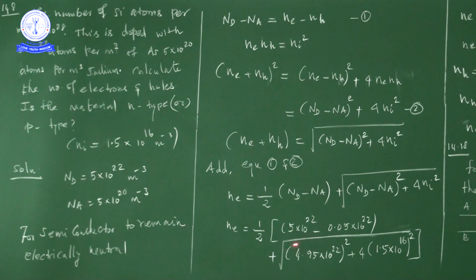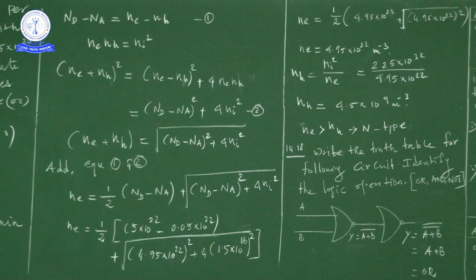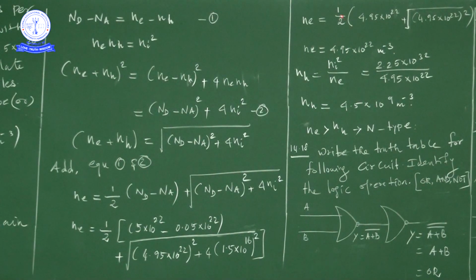So it will be 4.95 into 10 power of 22 the whole square, plus 4 into Ni square. Instead of Ni, substitute 1.5 into 10 power of 16 the whole square. Then you can solve separately. Then we get Ne is equal to 1/2.